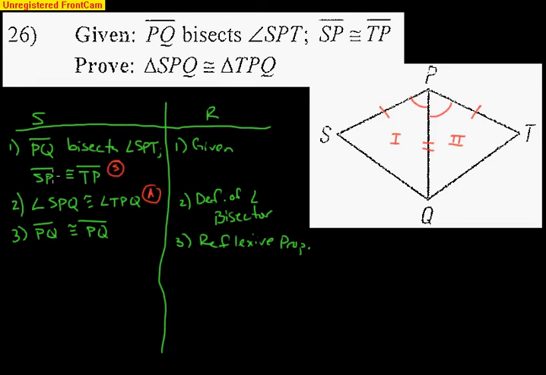And there's another pair of sides. So if we look at our picture, side, angle, side. Two sides and the angle between are congruent in both triangles. Therefore, we can say that triangle SPQ is congruent to triangle TPQ, and it's by side, angle, side. And there's the first proof.